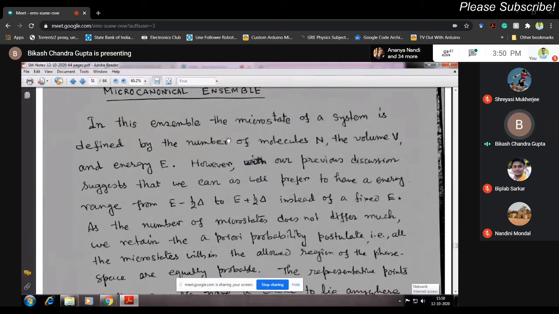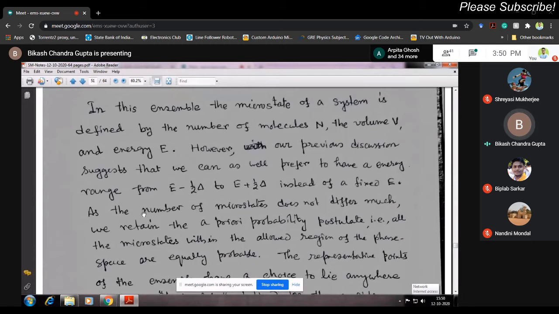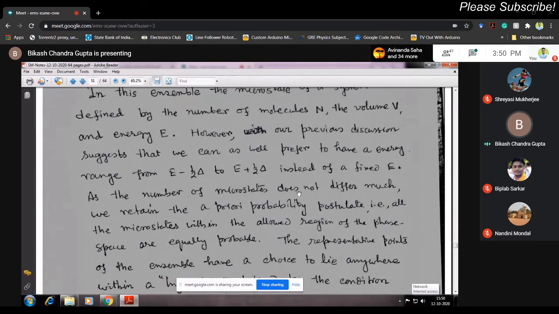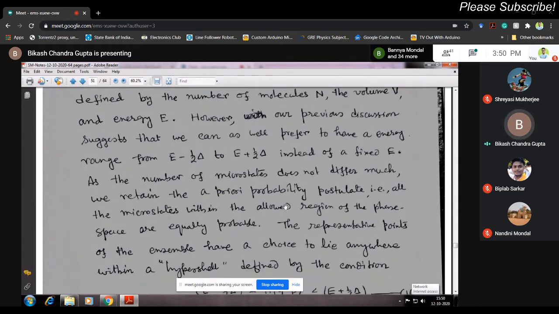No, microcanonical ensemble. In this ensemble, the microstate of a system is defined by the number of molecules N, the volume V, and the energy E. However, as I said earlier, our previous discussion suggests that we can as well prefer to have an energy range from E minus half delta to E plus half delta instead of a fixed energy E, okay, that we have seen earlier.